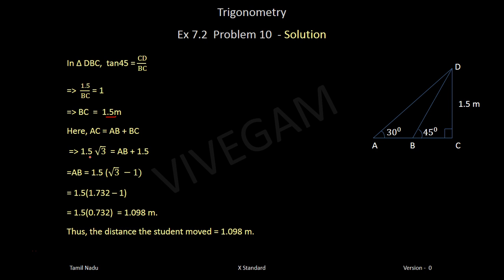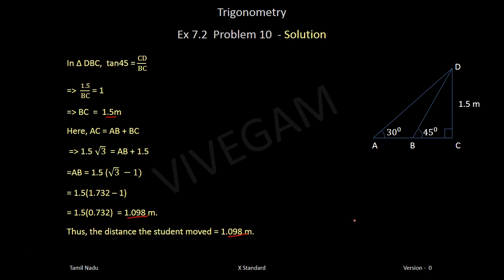So AC, which is 1.5 root 3, is equal to AB plus BC, which is 1.5 meters. So AB will be equal to 1.5 root 3 minus 1.5, and you can take 1.5 common. It becomes 1.5 into (root 3 minus 1), and root 3 is 1.732, minus 1 is 0.732. So 1.5 into 0.732 is 1.098 meters. So the student has moved from position A to position B, and the distance between A and B is 1.098 meters.